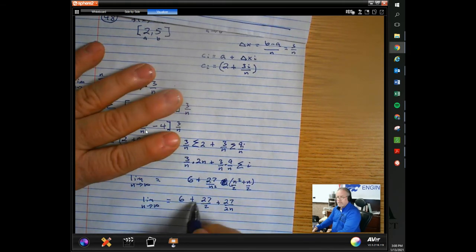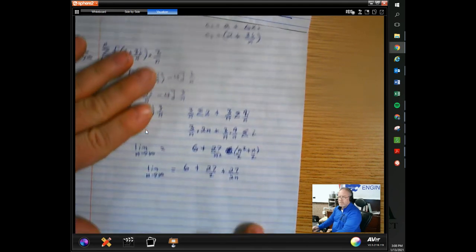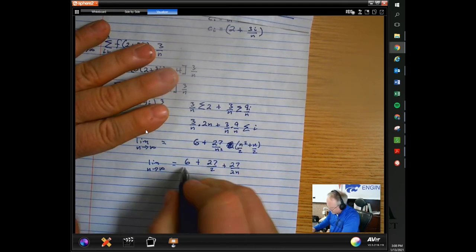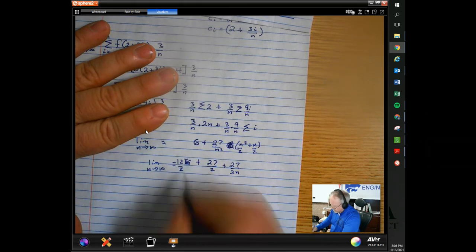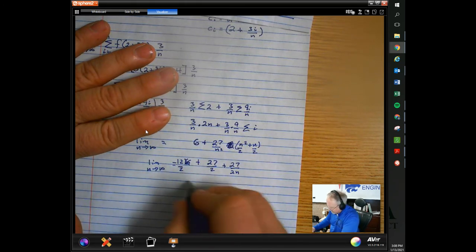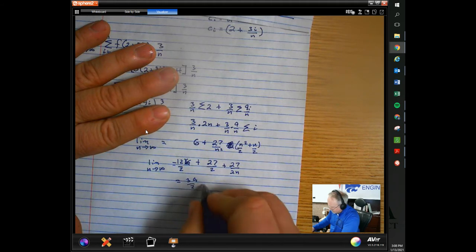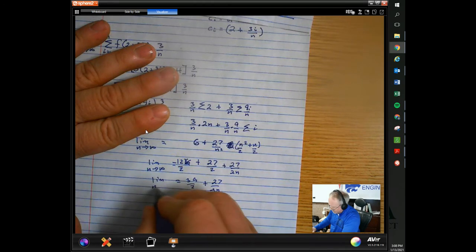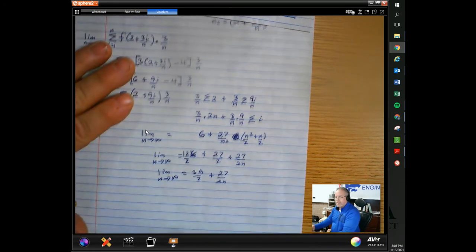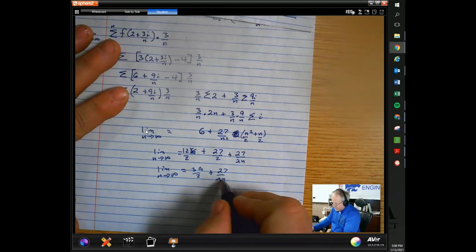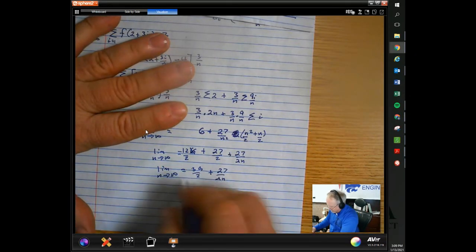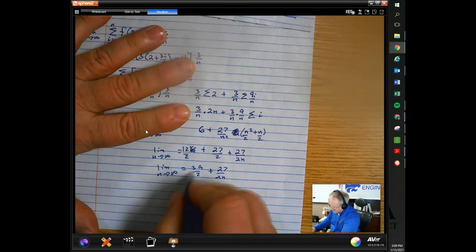So I can combine these two things. They are like terms, right? They're both constants. So I can make this 12 halves. And so now I can add those together. So I get 39 halves plus 27 over 2n, and the limit as n goes to infinity. But as n goes to infinity, this right here is going to turn into 0, right? It's going to be 27 over infinity. And so I'm left with this. 39 halves is my area.